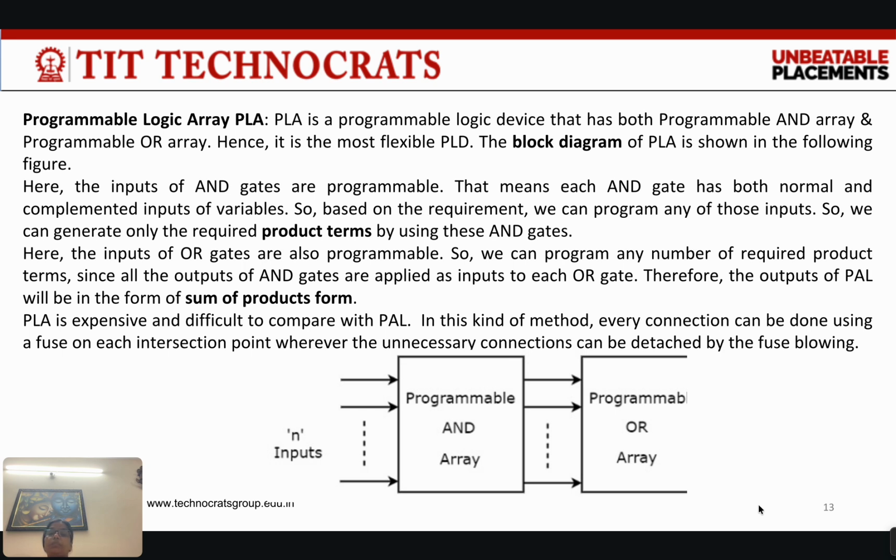Here the inputs of the AND gates are programmable. That means each AND gate has both normal and complementary inputs of the variable. So based on the requirement we can program any of those inputs. So we can generate only the required product terms by using these AND gates. Here the inputs of the OR gates are also programmable. So we can program any number of required product terms.